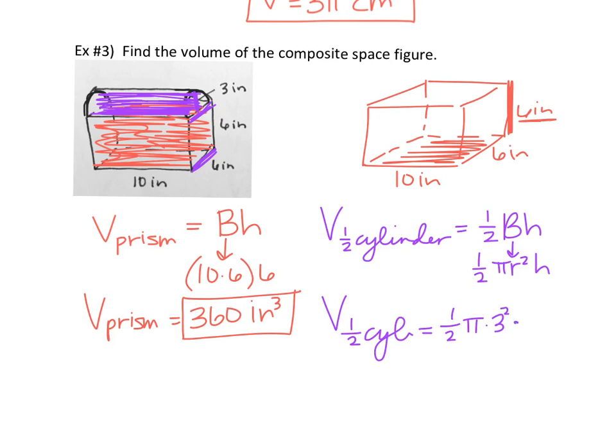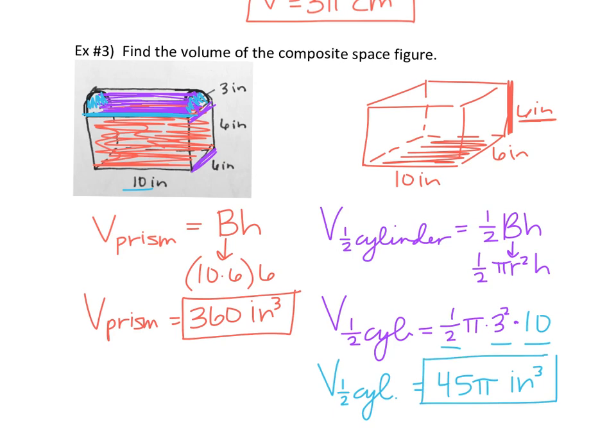And then what's the height of the cylinder? If you look at the picture, it's going to be the distance between your two bases, and your bases are circles. So the distance between the circles would be 10, right? So that's your height. So you're going to say the volume of the half cylinder is 1/2 times 9 times 10, and that would be 45, and then multiply the pi, and we are talking inches, so cubic inches, okay?